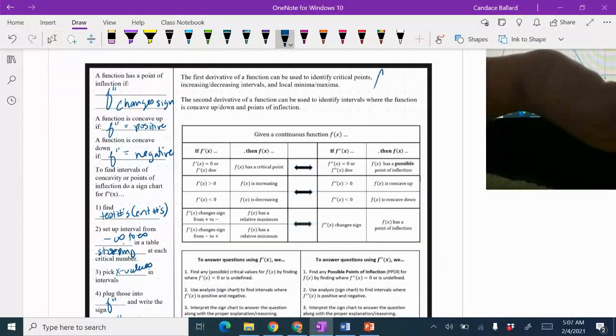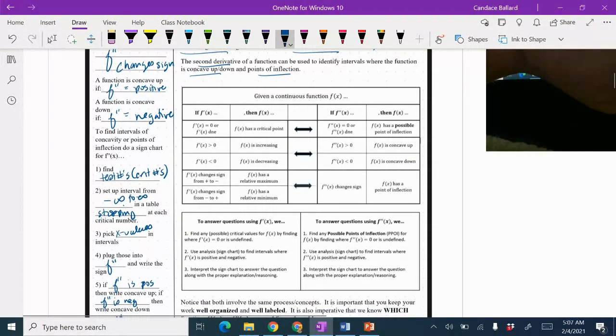The first derivative is used to find critical points, increasing, decreasing, maxes and mins. The second derivative identifies intervals where we're concave up, concave down, and points of inflection. When we are given a continuous function, we find the first derivative where it equals 0 or does not exist. For a second derivative, same thing. It's a critical point in a first derivative; it's a possible point of inflection in a second derivative.